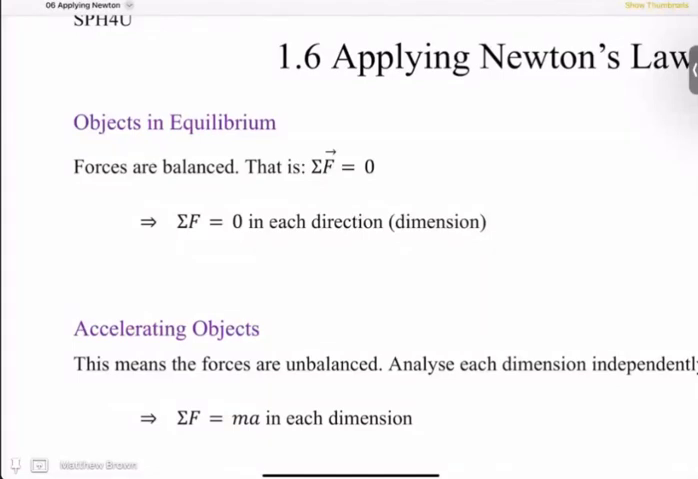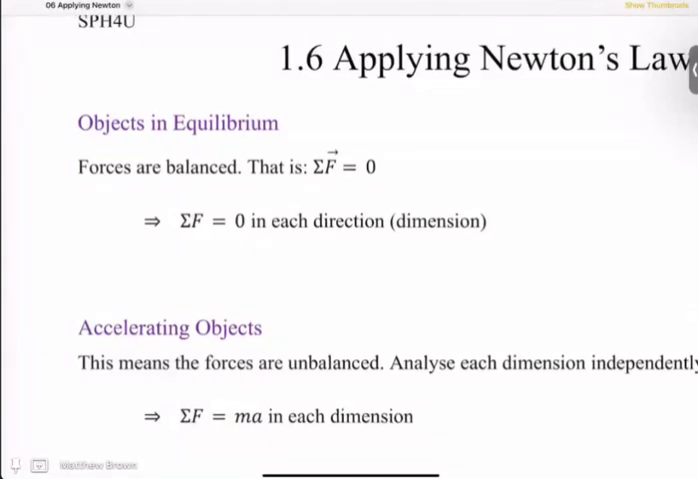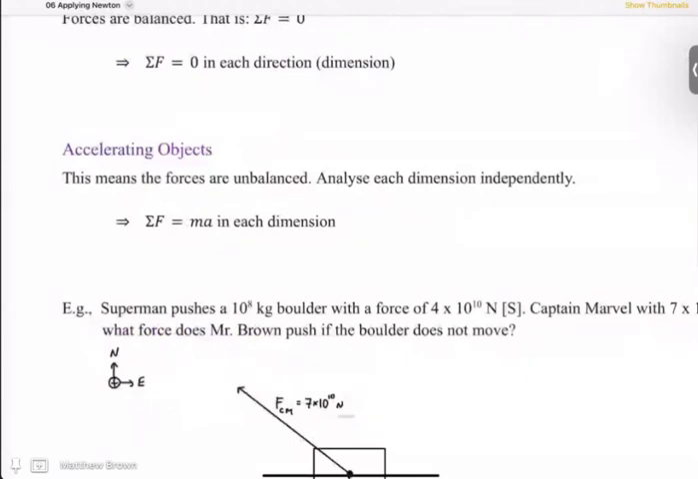If you have an object or objects that are accelerating, that means the forces are unbalanced. And the way generally I would look at that is analyze each dimension independently, and the sum of the forces equals ma in each dimension, right? So I think we already saw some examples like that. You're going to end up getting each component of the acceleration when you do it this way: the x, the y, and usually that's all we do. But if you did want to look at a third dimension, you would just add that to the pile, right? So I'll look at, I think I got two examples here.